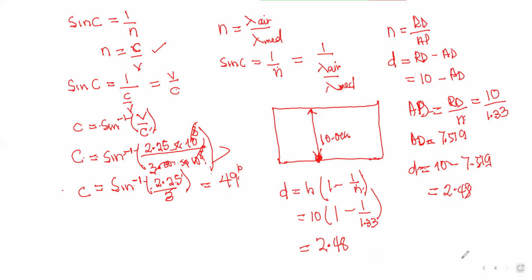So each approach is usable. Now, what if we have 2-3 different liquids and the object is placed under them? Example, we have 2-3 immiscible liquids.